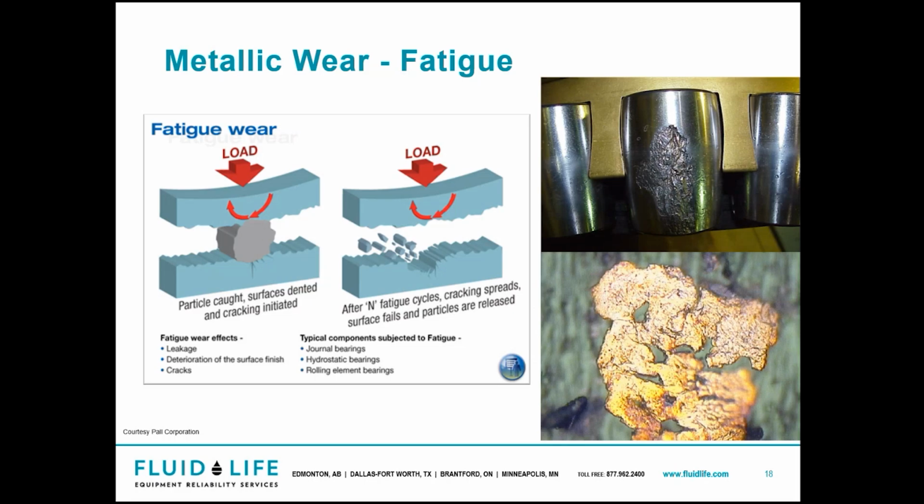So take all these things into consideration to ensure that equipment is properly lubricated, properly filtered, and stays within the design parameters for operations.